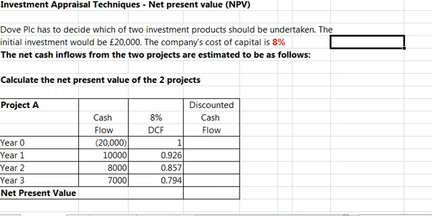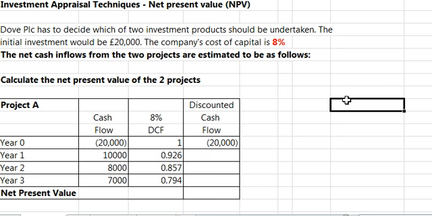And what we're doing by doing this is, you'll see, first year 20,000 is worth 20,000, but the further you go into the future, the value of money actually falls in relation to the current year. So in year 1, £10,000 should be worth 9,260, and for the second year, 8,000 is worth 6,856, and the third year, 7,000 is worth 5,558. And what you can see from those numbers is the further away you go in the future, the less money is worth in relation to today's money.